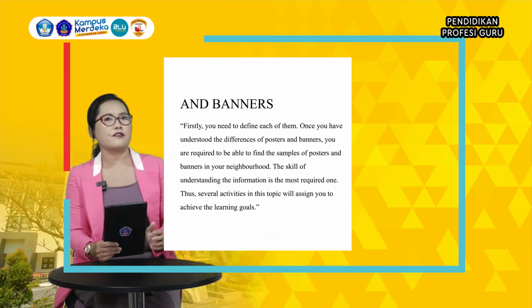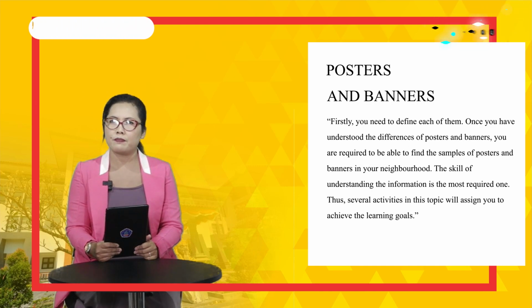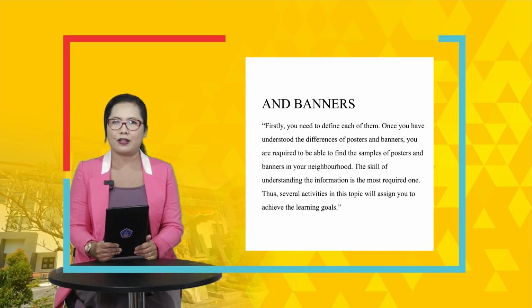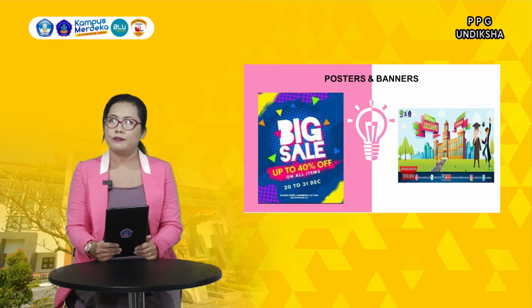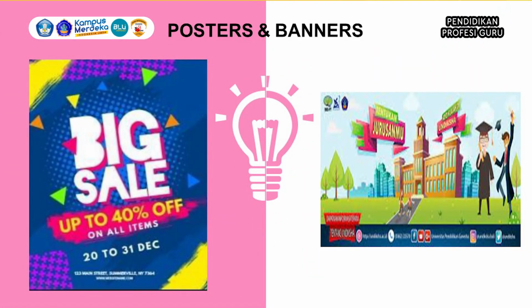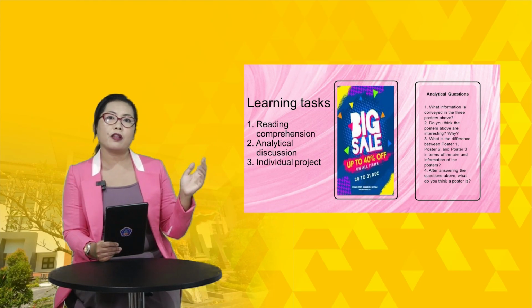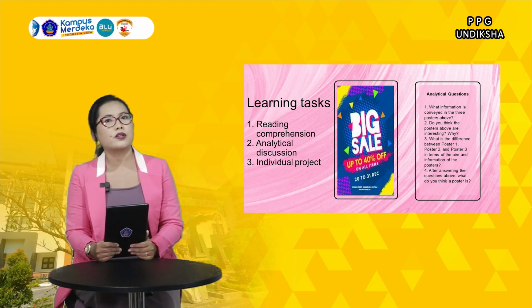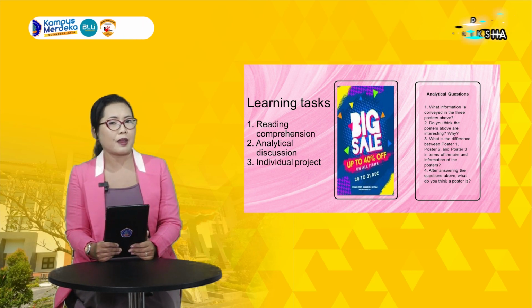Firstly, you need to define each of them. Once you have understood the differences of posters and banners, you are required to be able to find the samples of posters and banners in your own neighborhood. The skill of understanding the information is the most required one. Thus, several activities in this topic will assign you to achieve the learning goals. It mostly provides you some examples of posters and banners and requires your reading comprehension to understand the content stated in the posters and banners.